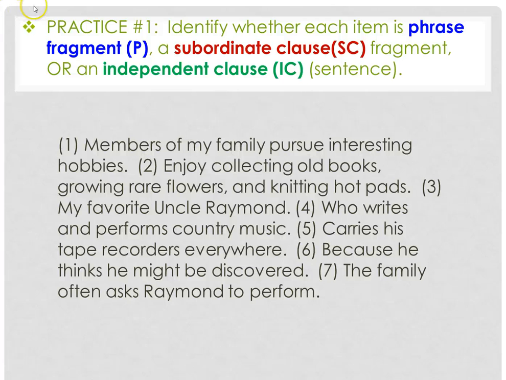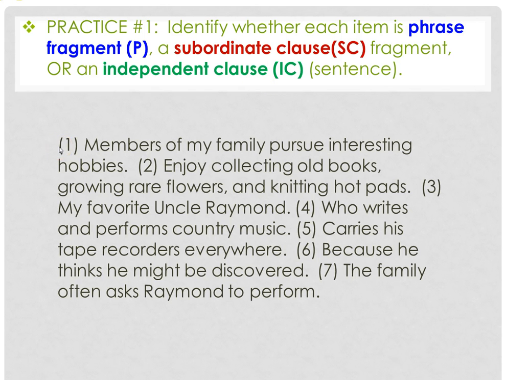Let's test how good you are. So let's practice skills. Identify whether each item in the paragraph below is a phrase fragment, a subordinate clause, or an independent clause. So in your notes, number 1 through 7. You don't have to skip lines. And then as I read the paragraph, just write down the letter for what you think that particular word group is. So if you believe that it is a phrase fragment, you'll write down the letter P next to the number. If you think it's a subordinate clause, you'll write down SC next to the number. And if you think it's a complete sentence or an independent clause, you'll write down IC.